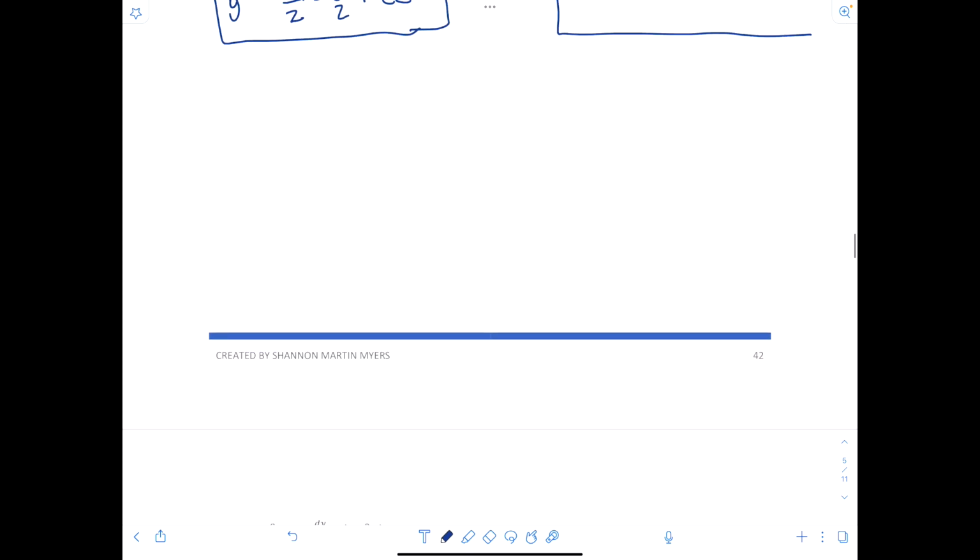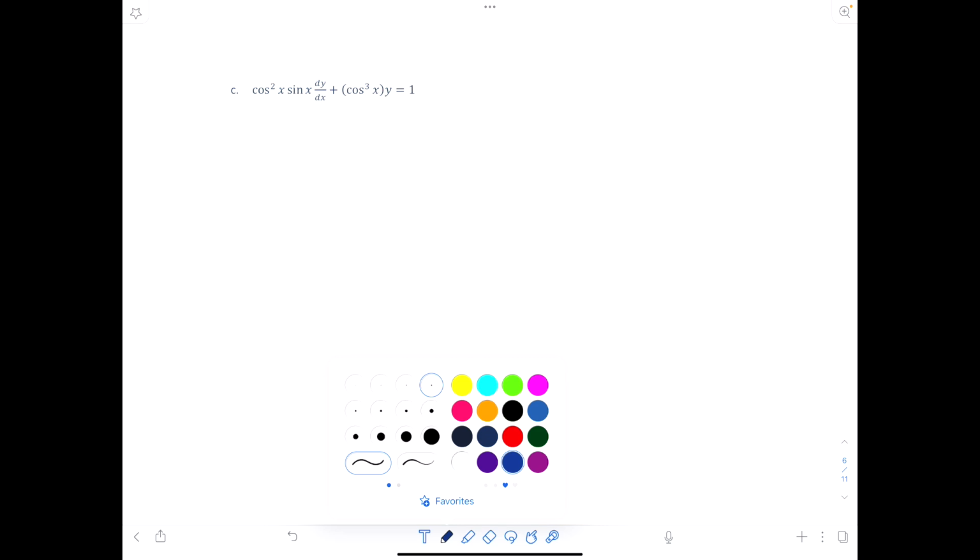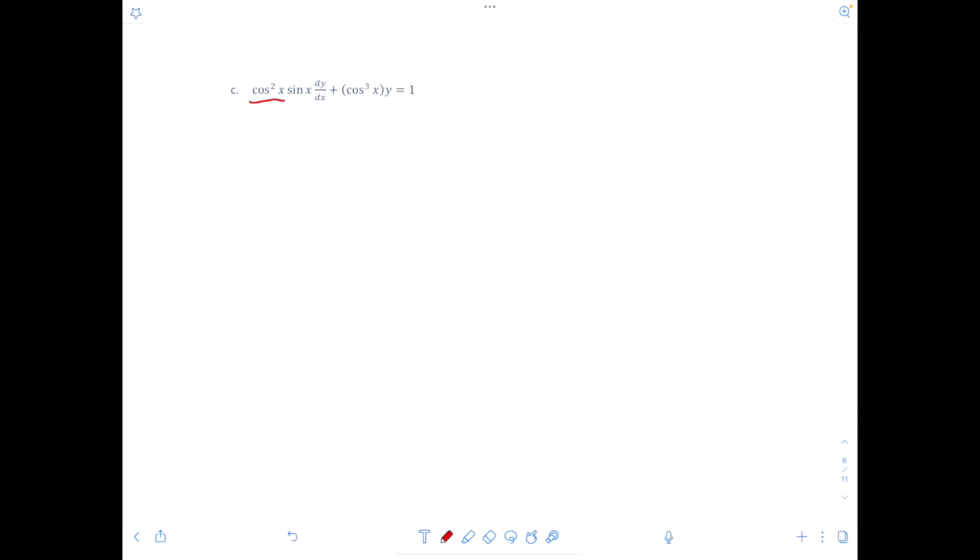All right, on to the next. Part C. Cosine squared of x times sine of x dy dx plus cosine cubed of x times y equals 1. So here we go. We need to divide each term by cosine squared of x times sine x.